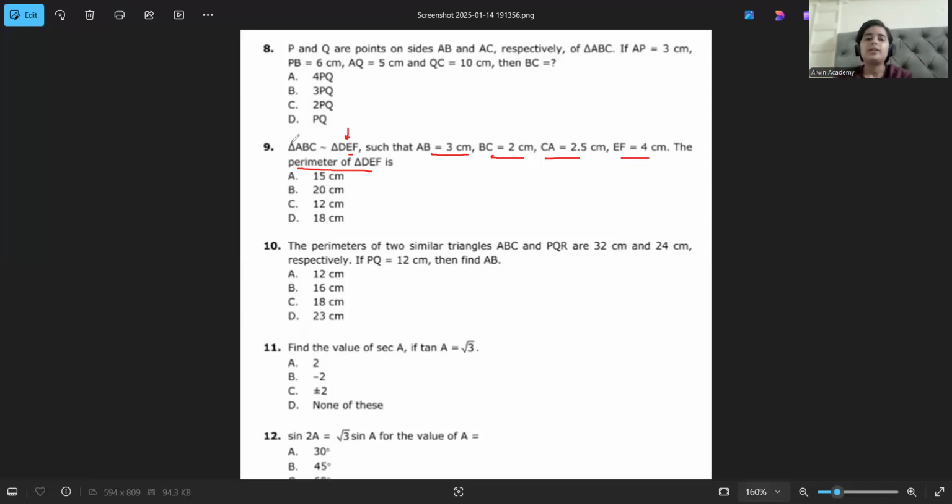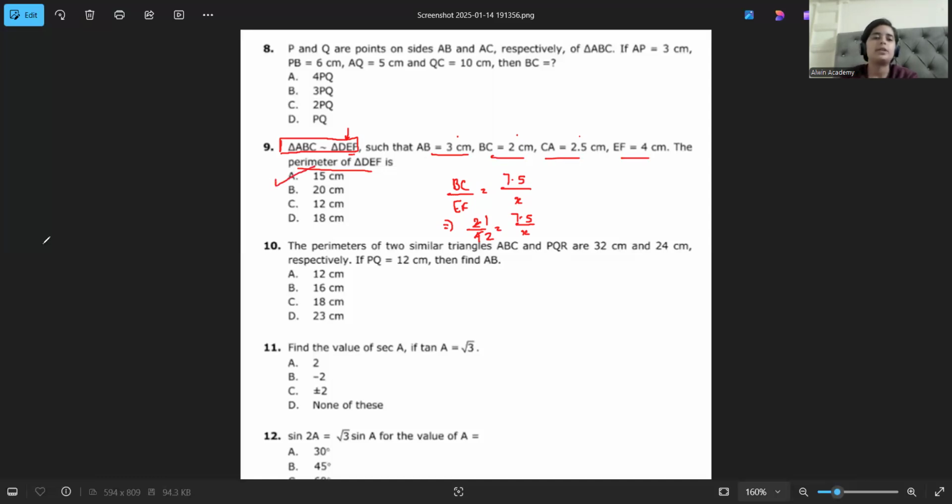Now, in this particular statement, we are given ABC similar to DEF. So EF corresponds to BC. So I can say BC by EF would be the ratio of the perimeter of triangle ABC, which is 3 plus 2, 5, 5 plus 2.5, 7.5, upon the perimeter of triangle DEF, let it be X. Now BC is given 2, EF is given 4, 7.5 by X. 2 ones are 2, 2 twos are 4. We cross multiply, we get X is equal to 15, option number A.